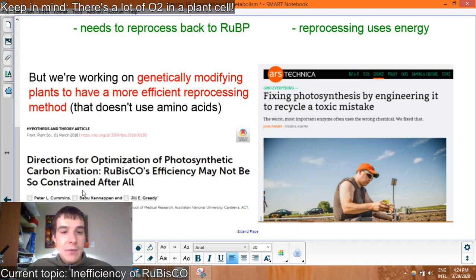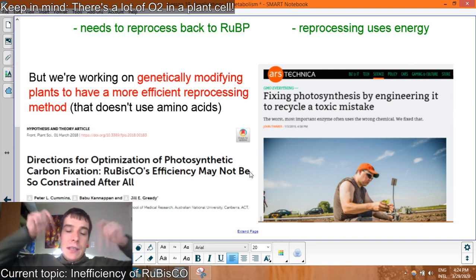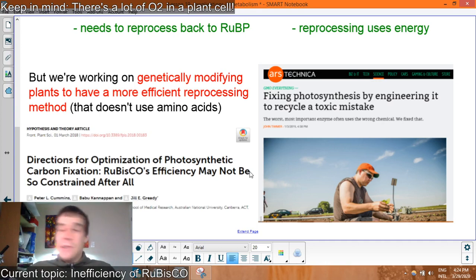And this is the actual article from the Frontiers in Plant Science journal, March 1st, 2018. So about 2 years ago they were working on this. And then this is an Ars Technica kind of general science article about it. And I'll have links to both of these down in the description, as always.